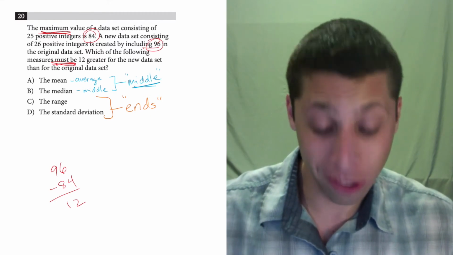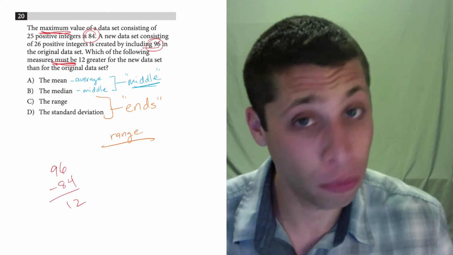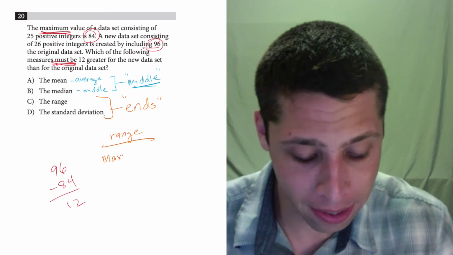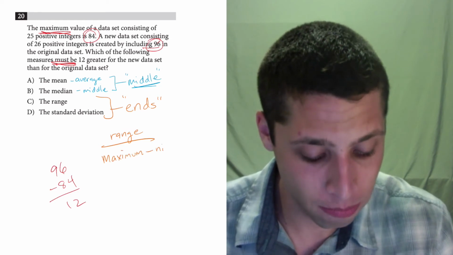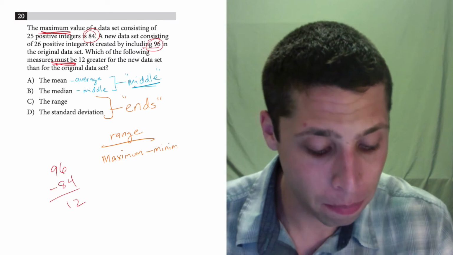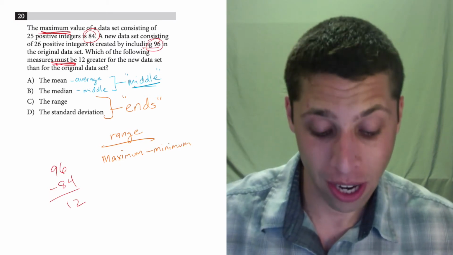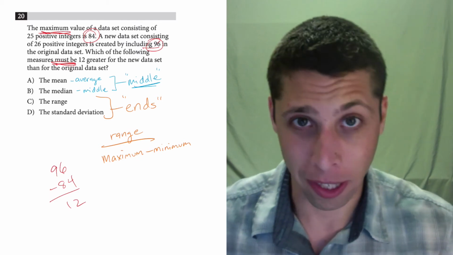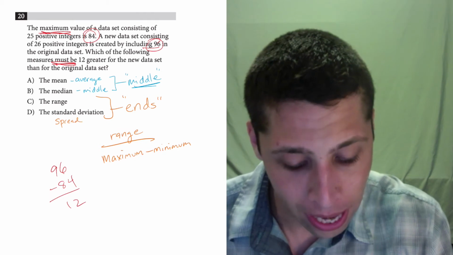So range is the easiest one. The range has a simple formula. It is the maximum, there's that word again, minus the minimum. Okay, maximum minus minimum. Simple formula for range. Standard deviation has its own formula, but it's measuring the spread of the data. How do the points look?